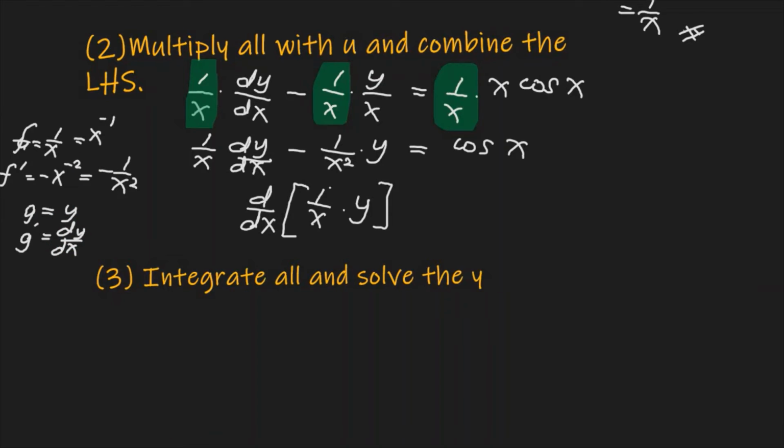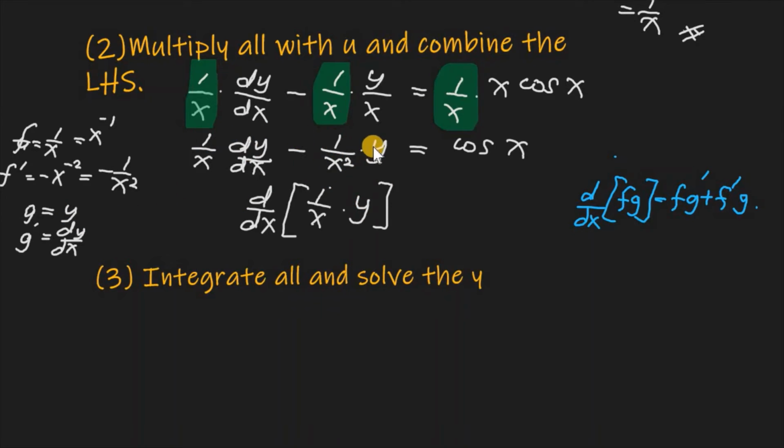Okay, so according to the product rule, I put it down here. If we have a derivative of f times g, the product rule formula is f g prime plus f prime g. Then you can check that f is 1 on x, g prime is dy dx, plus f prime is negative 1 on x squared, and g is the y.